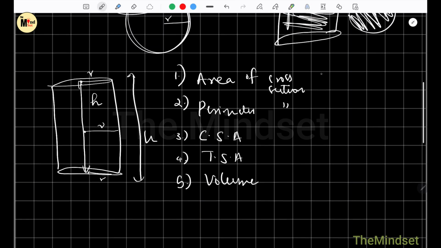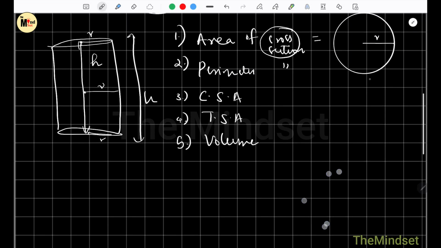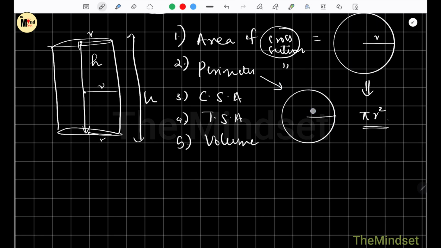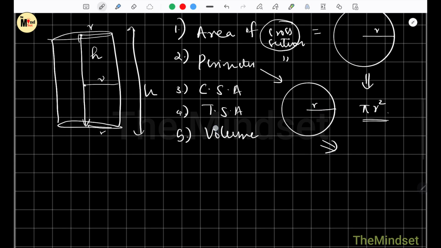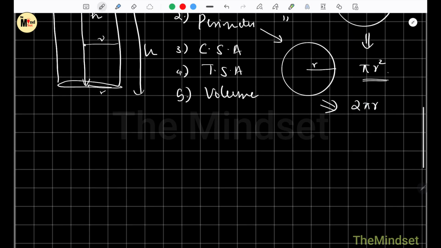So first let us look at the area of cross section. You have the cross section which is a circle, and they are asking what is the area of the circle. We know this is the radius, and we all know the area of a circle is pi r square. So we got the area of cross section. Now the next question is the perimeter of the cross section. Again the cross section is a circle, so what is the perimeter of a circle? We know the perimeter of a circle is 2 pi r. So that formula is also done.